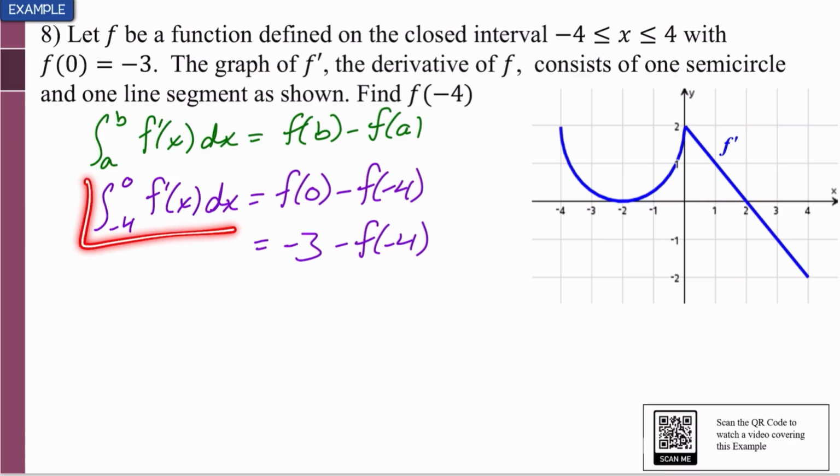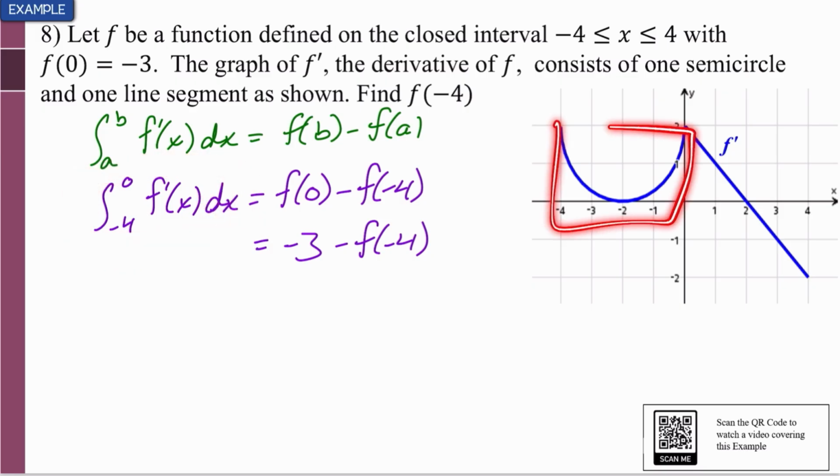And then the challenge is, well, could I figure out the area under the curve from negative 4 to 0? I certainly could. So the area that we're looking at would be this sort of sliver here, and then this sort of sliver here. In order to find that, I need to basically do the outer rectangle here, or square, and subtract out the semicircle.